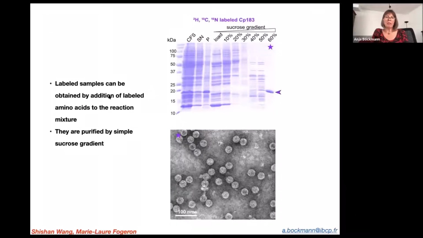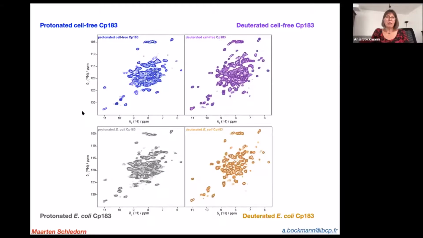Labeled samples can be obtained just by addition of the labeled amino acids to the reaction mixture. So this is a very nice thing also, that if you have contaminants, actually you do not see them because they are not labeled. So these samples are purified by this simple sucrose gradient, and then they are centrifuged into the NMR rotor. And here, just to show you a comparison, we have made protonated cell-free CP183 capsids, and we have made the deuterated equivalent also.